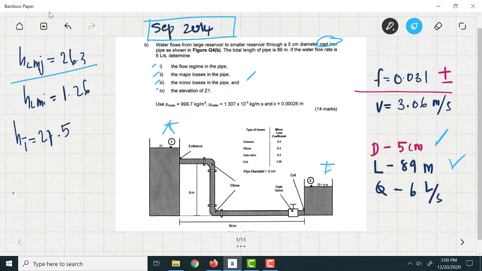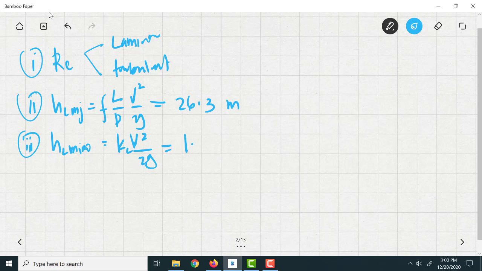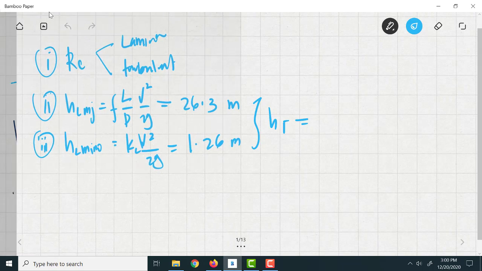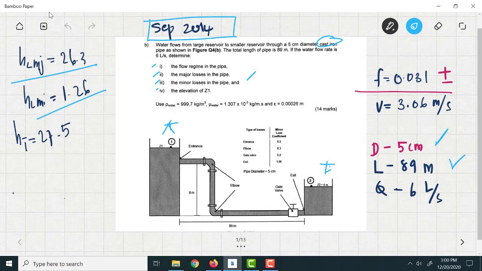And then minor losses. Question 3 is the minor losses, HL minor equals KL V square over 2G. We have 1.26 meter. So total up, what is H total? H total equals 27.5 meter. And the last question is about the elevation.